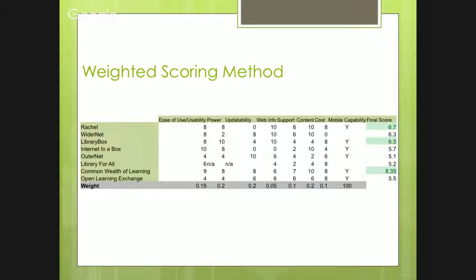So this is actually what we came up with. Some of this I'm going to skip over pretty quickly and just focus on what we really did, which was, again, Rachel and Library Box. The Intel Education Solutions isn't on here because it wasn't even thought of at first, and I'll go into that in a second. But basically, this is the weighted scoring model.